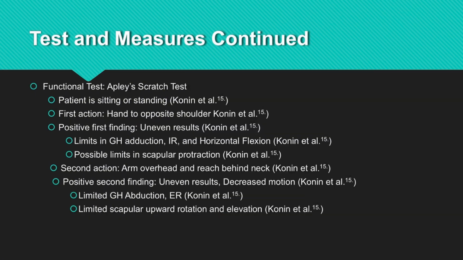And the one functional test that I found was the Apley's scratch test. So there's different positions that the patient will do. The first one is doing the arm over to the opposite shoulder, which will be positive if there's uneven results, and they will have limitations within abduction, internal rotation, horizontal flexion, even some scapular protraction.